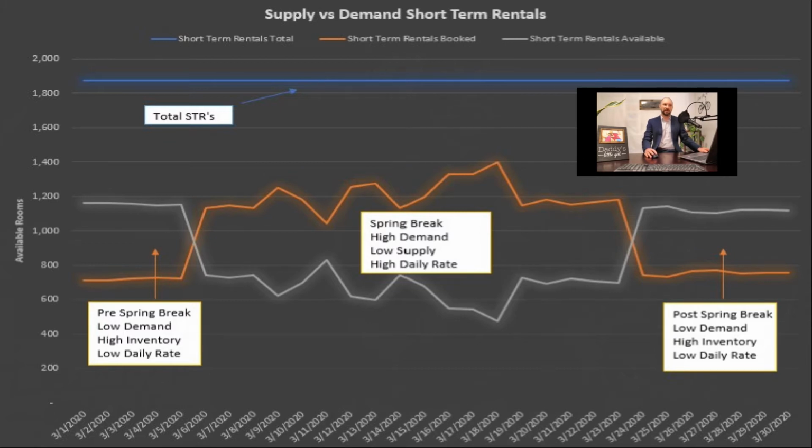Then beginning on about 3/6, we see that there is a sharp increase in demand. We know that because the amount of bookings goes up sharply. We've gone from about 700 units booked to about 1,200 units booked. Now, keep in mind, we are currently in December. This is 4 months out. So we see this spike in demand, right? And we can see it coming and we say, oh boy, that's spring break. We know we need to raise our rates because the demand is going to be there.